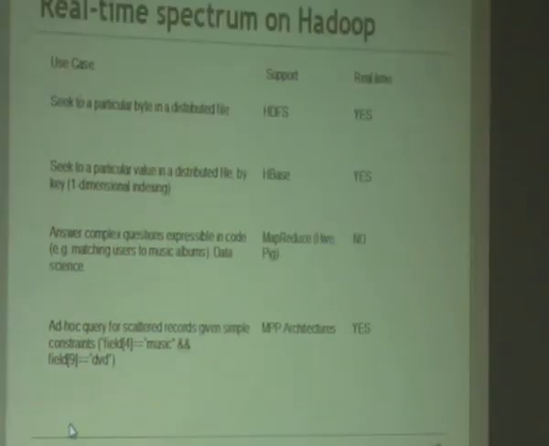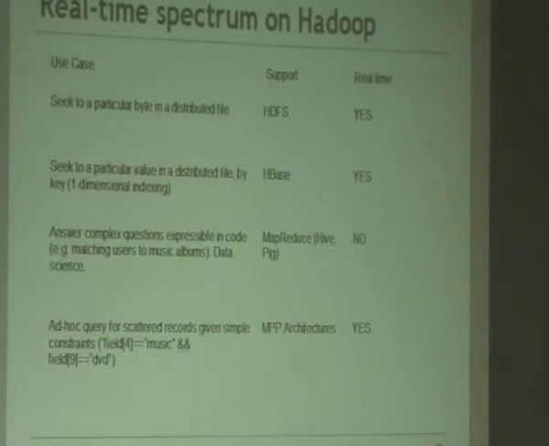And the final thing on the real-time spectrum for Hadoop is ad hoc querying. And this means just being able to say something like field 4 is music and field 9 equals DVD. Or it could be a SQL query, but having the answer actually come back right now, within a minute or a few seconds, as opposed to an indeterminate length of time based on how long it takes your MapReduce batch job to run. And one of the main things that's going on this year is the advance of MPP, massively parallel processing architectures, to provide that ad hoc question answering infrastructure.